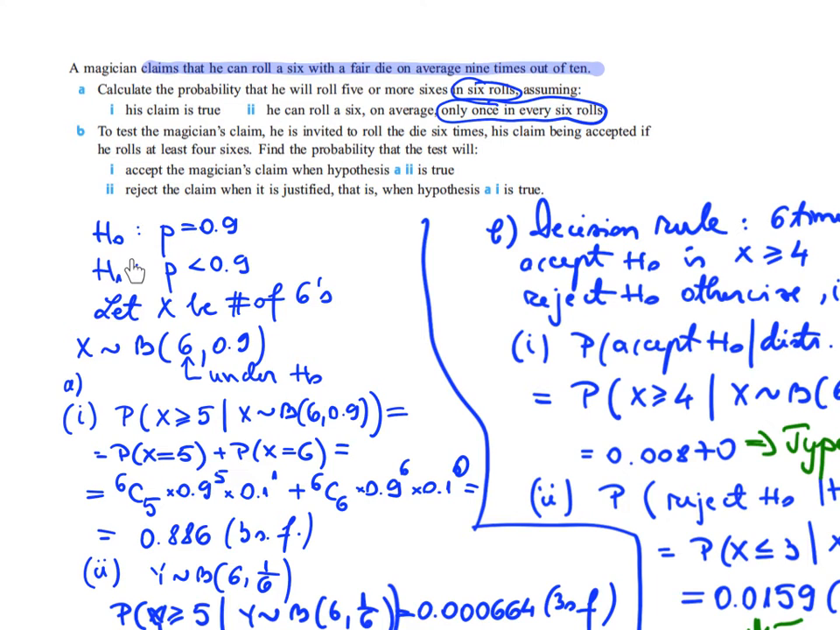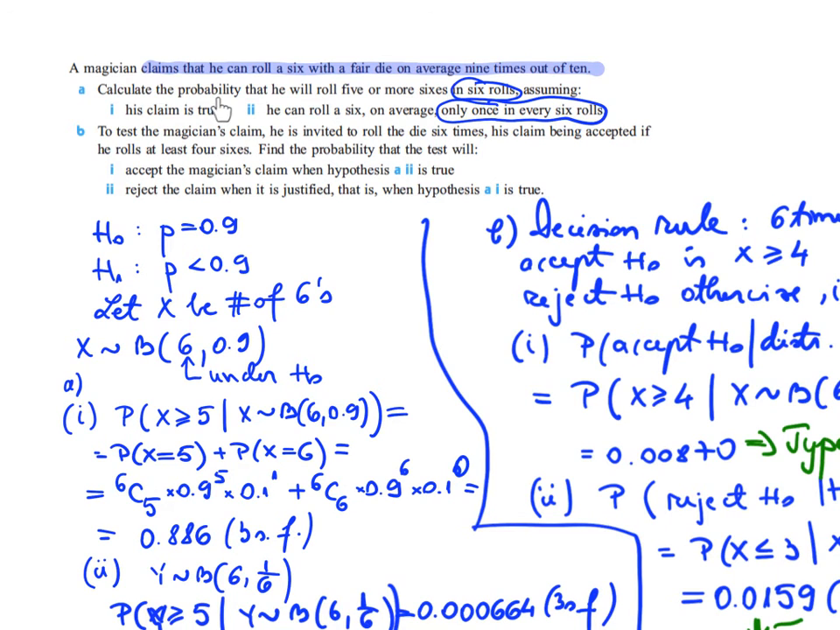We look at the sampling distribution of the test statistic, and it is binomial. We've been told that the experiment is rolling the die 6 times. Under H0, that's a probability of success of 0.9. Calculate the probability that his claim is true. So his claim is 5 or more 6s under this distribution. There are many ways to calculate the probability. You choose a way, including a calculator, or as I did, and that's your answer.